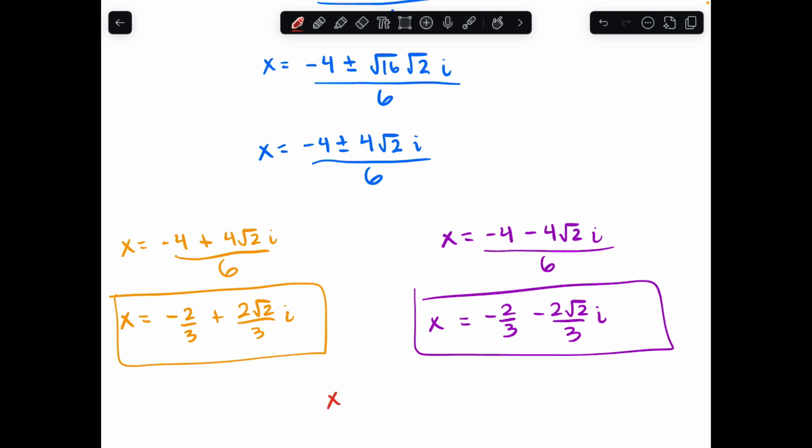Combining this with our answer of x equals 0 from earlier, we have all three of our solutions. And so, we're done with our problem.